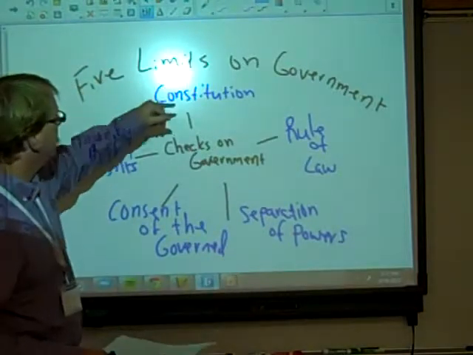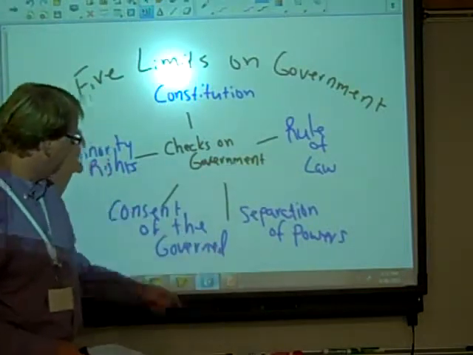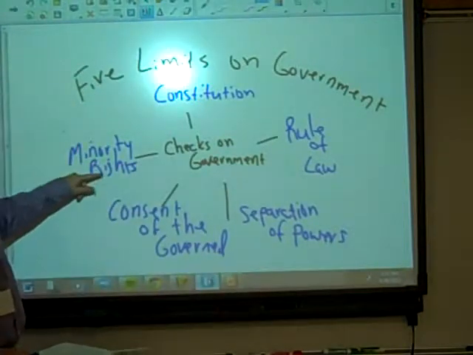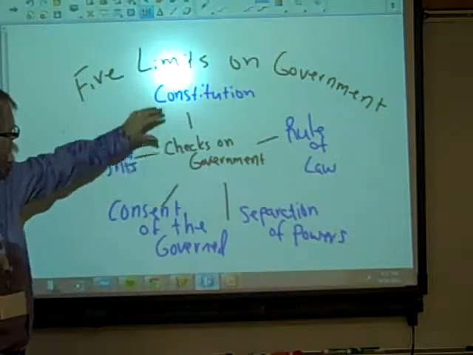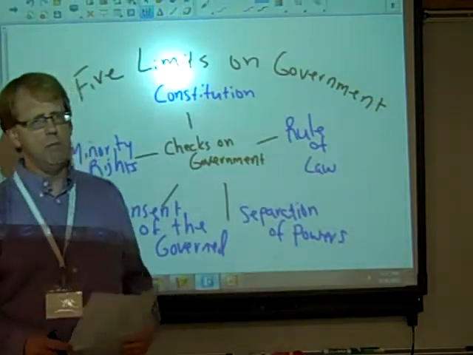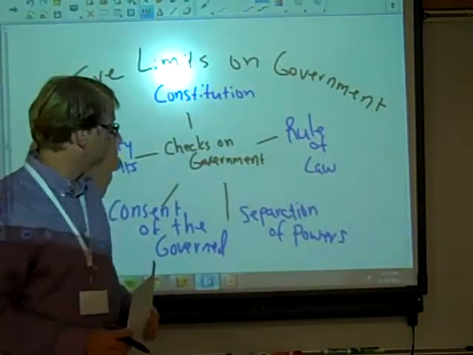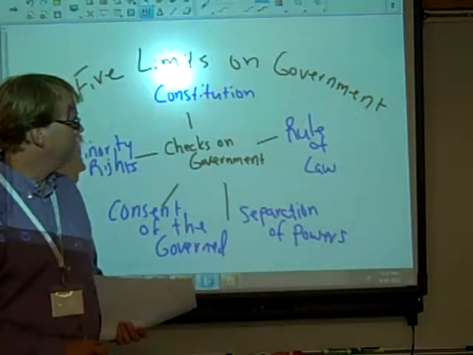So those are the 5 limits that we put on our government: the Constitution, rule of law, separation of powers, consent of the governed, and minority rights. That's how we limit our government, with these checks. Hopefully those make good sense to you. There's some reading in the textbook that you can do to get more information, and we'll be doing an activity in class too that might help you understand these a little better.